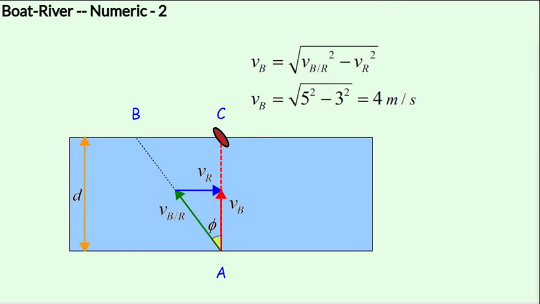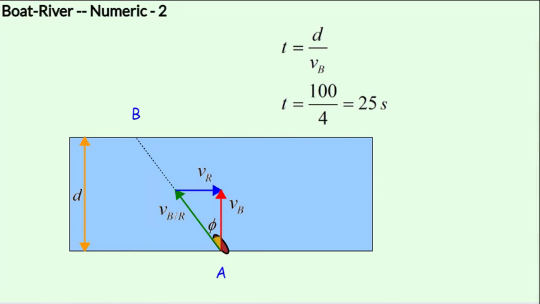Let's find the time taken to move across the river in this case. Now let's just focus on the y-axis. The displacement is d, or 100 meters. The velocity Vb is itself along the y-axis, so we need not find any components. Therefore, the time taken would be 100 divided by 4, which is 25 seconds.